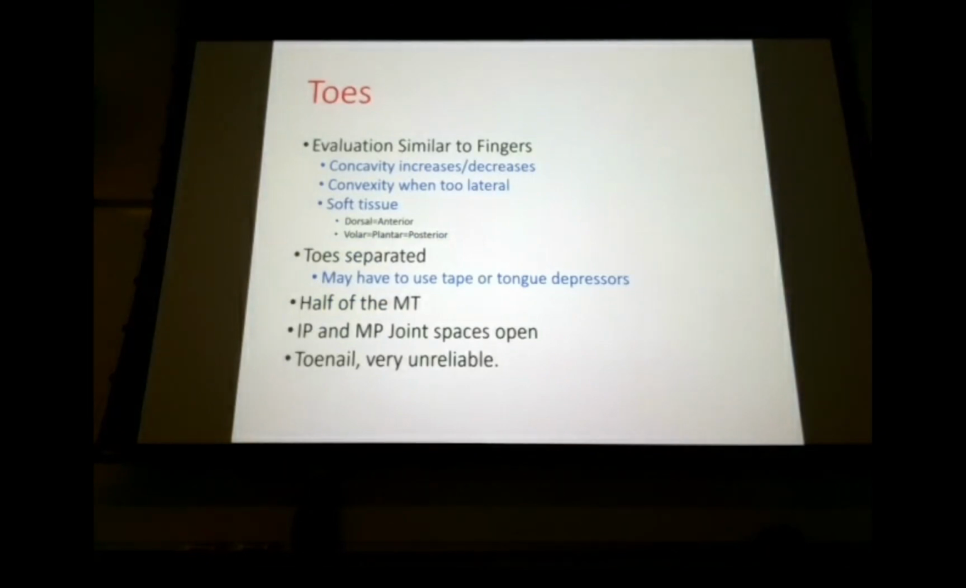Okay. So evaluation is similar to fingers, so we're not really going to walk through that all that much. We're going to look at the concavity versus convexity, soft tissue, anterior, posterior, make sure the toes are separated, if at all possible. It's a little bit more difficult to separate the toes as opposed to the fingers. Where our central ray is going to be located in this case, and again, another difference between fingers and toes, is that we're going to put our central ray perpendicular to the metatarsophalangeal joint rather than the interphalangeal joint.